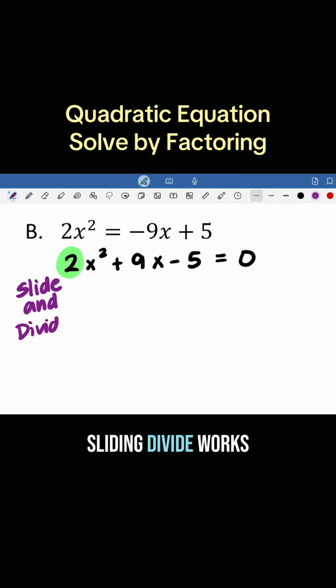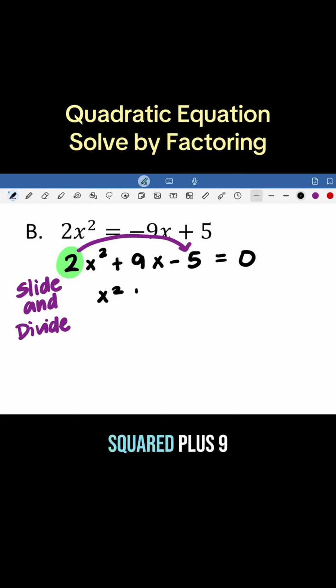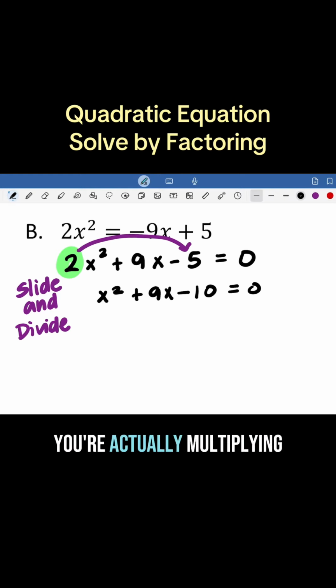The way slide and divide works is, first of all, you want A to not be 1, and it's not, okay? So then you're going to take the 2, you're going to slide it over to negative 5. Once you do that, you're going to have x squared plus 9x minus 10. So how did that work? Well, when you're sliding it over, you're actually multiplying. So 2 times negative 5 is negative 10.